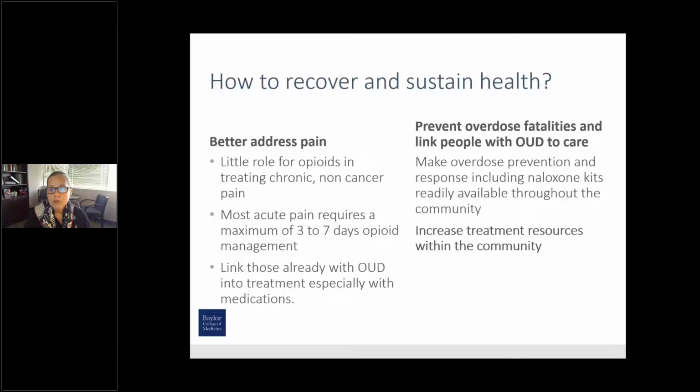We also want to help prevent overdose fatalities and again, link people with opiate use disorder to care. So making overdose prevention and response, including naloxone kits, readily available throughout the community. If we're prescribing opioids to patients for acute or chronic pain, making sure they have a naloxone overdose kit and know how to use it, and that their family or loved ones that might find them in overdose know how to use it. And increase treatment resources within our community, which is really the primary goal of these Waiver trainings, including the primer training coming up next Tuesday.